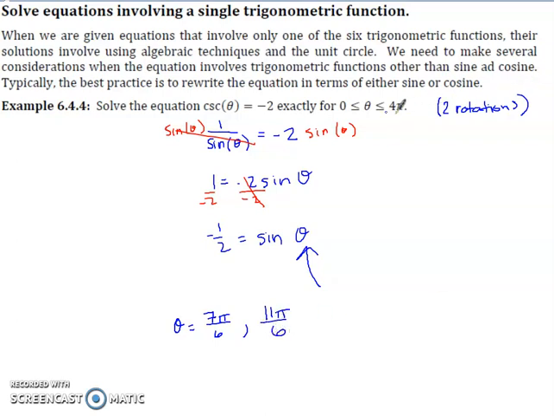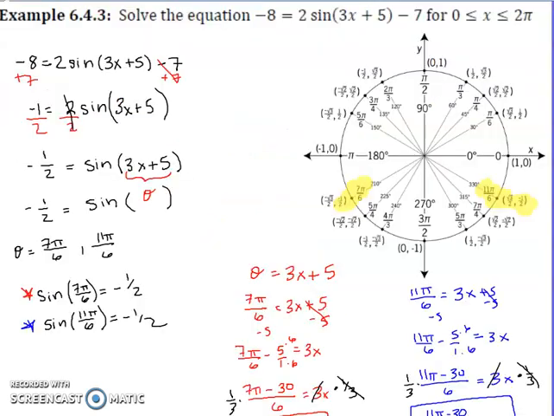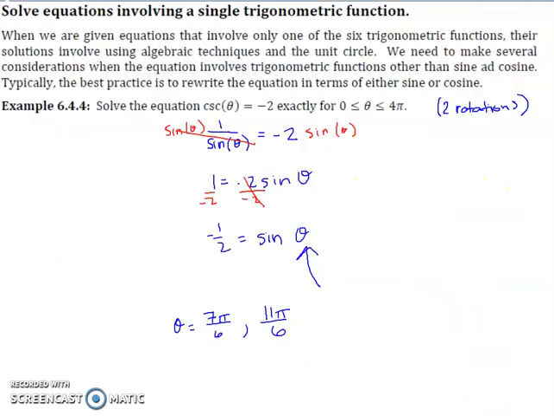Now the interval that we're looking at is from 0 to 4 pi, so I only looked at one rotation around the unit circle, or 0 to 2 pi. So I can make another rotation around the unit circle, which would just add 2 pi to each of my theta values. So I also have 7 pi over 6 plus 2 pi, and 11 pi over 6 plus 2 pi.